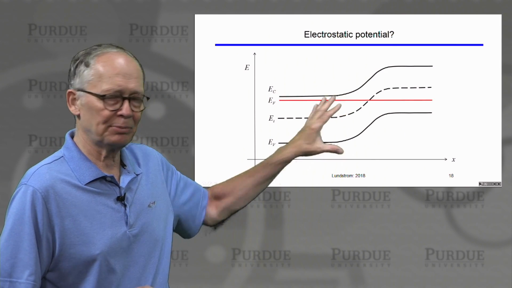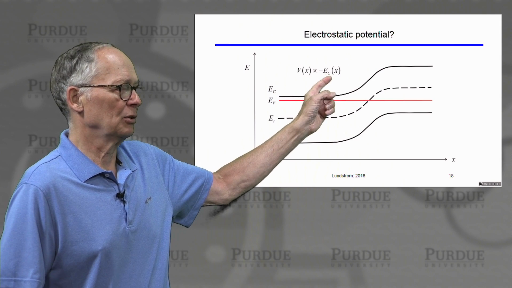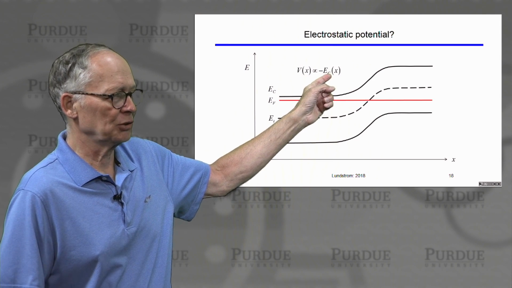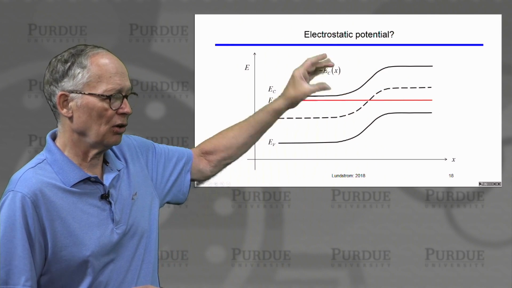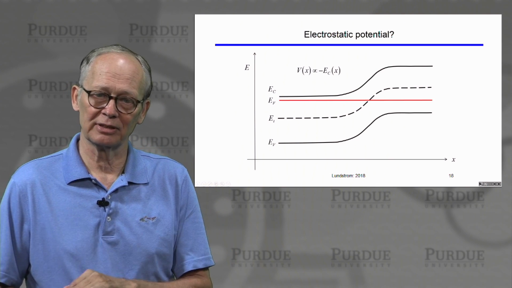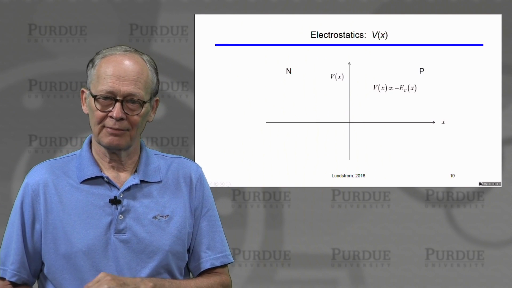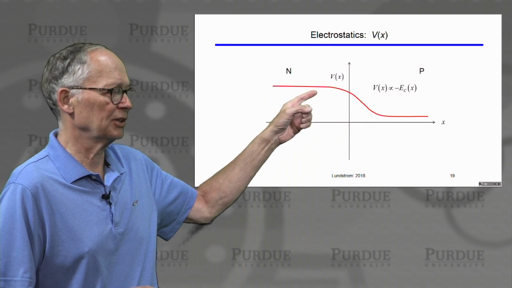All right, electrostatic potential. So we remember that when the potential goes up, the bands go down. So if I want the electrostatic potential versus position, all I have to do is to flip the conduction band or valence band or intrinsic level upside down. All right. So if I do that, this is the electrostatic potential versus position.